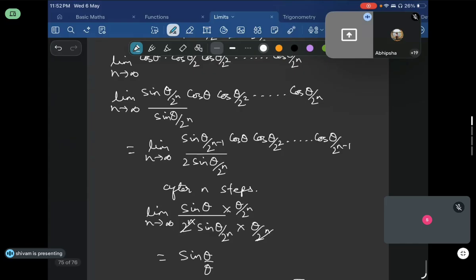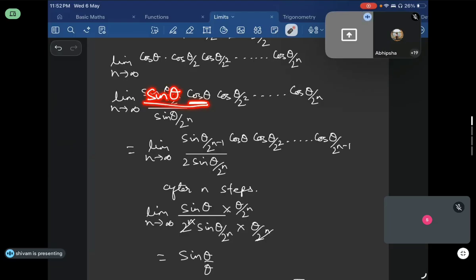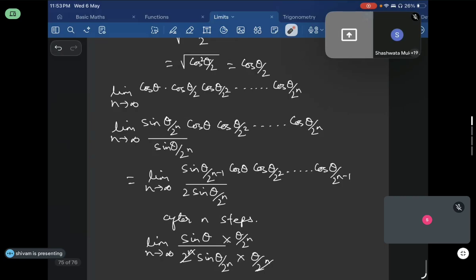Are you people able to understand where I made the mistake? With cos theta also, sine theta will be multiplied, then it will become sine 2 theta. Right, tell me, everyone. Are you people getting it? And how many steps are we doing? With sine theta, we are doing once.